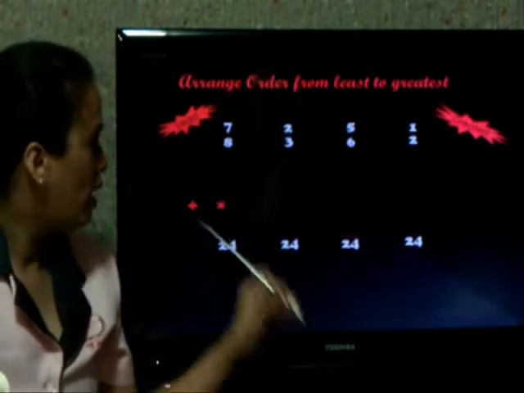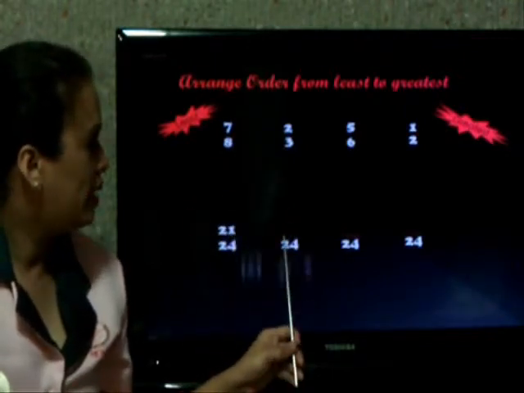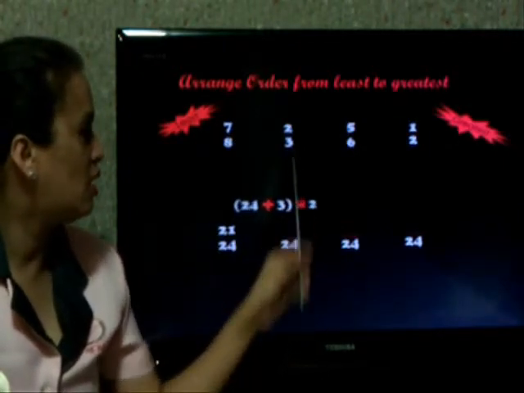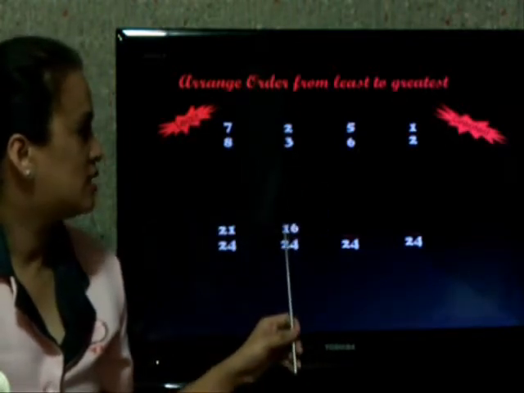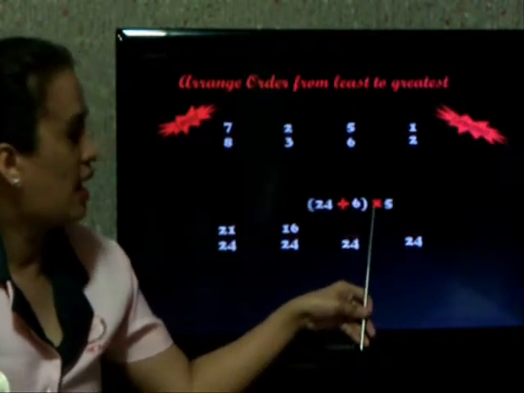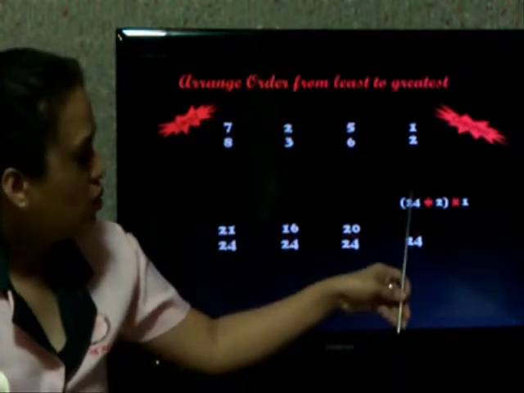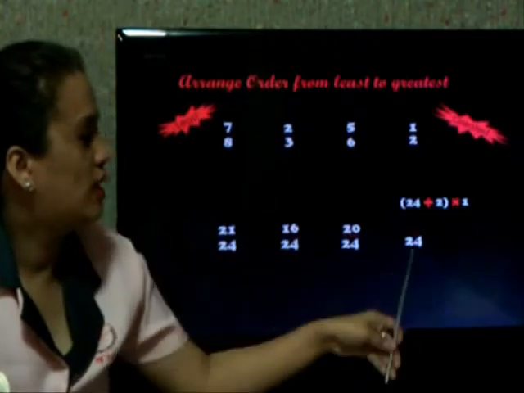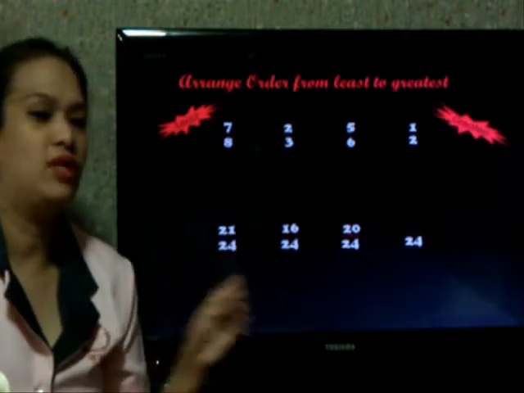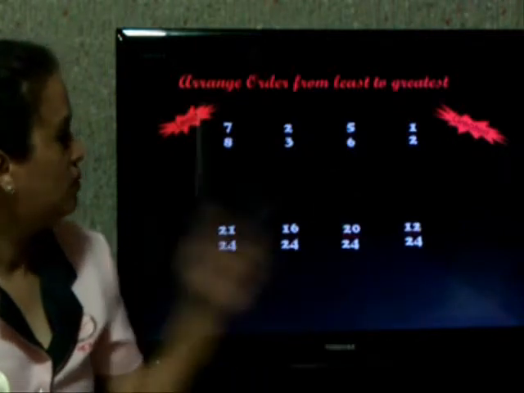So 24 divided by 8 times 7 is 21. And next, 24 divided by 3 times 2 is equal to 16. Then 24 divided by 6 times 5 is equal to 20. And then 24 divided by 2 times 1 is equal to 12. So now we have the numerators and the equivalent fractions.